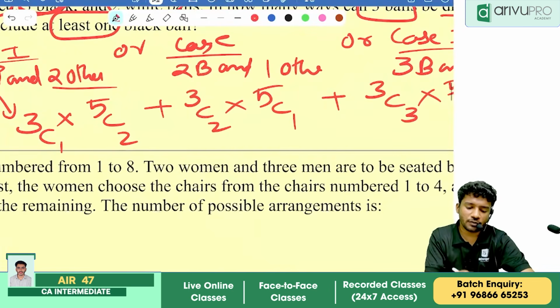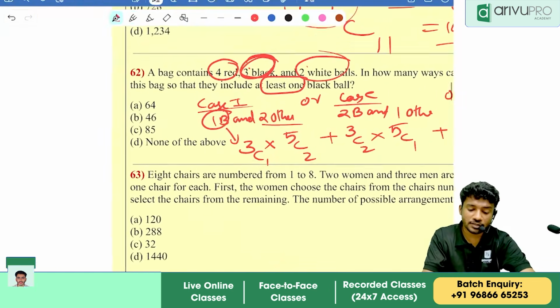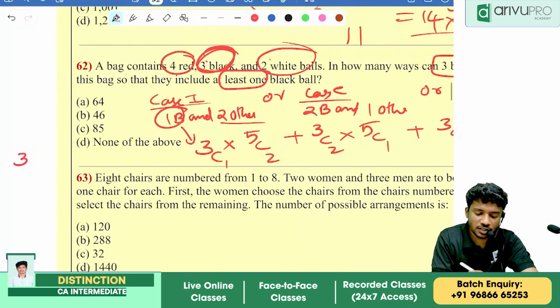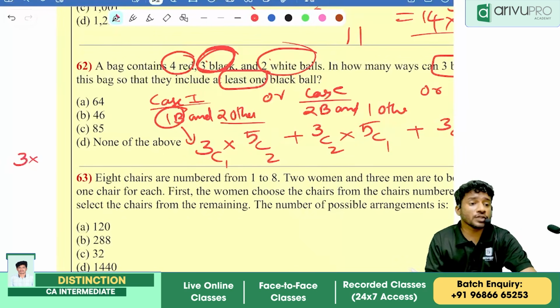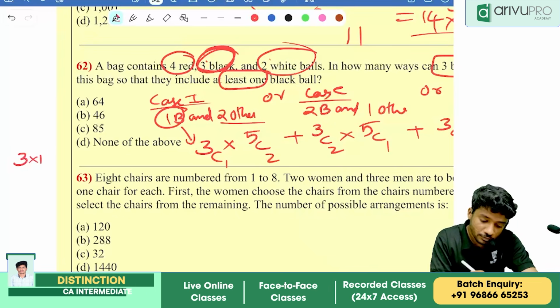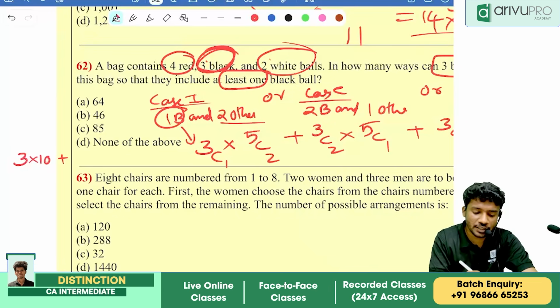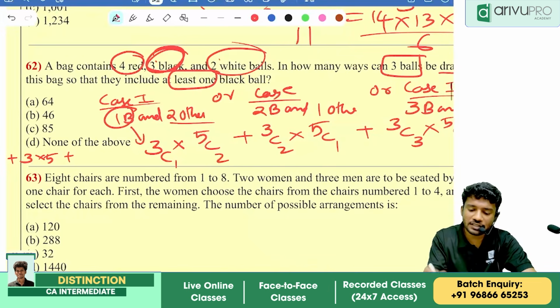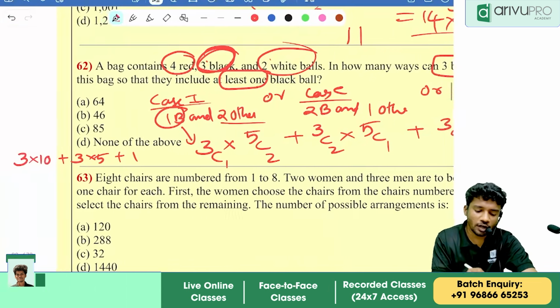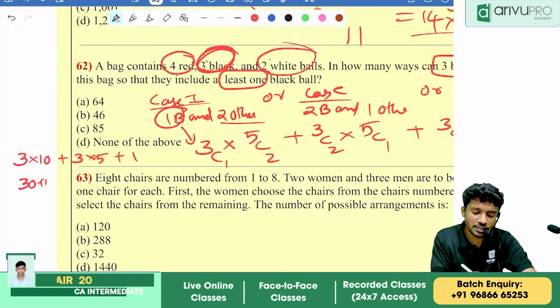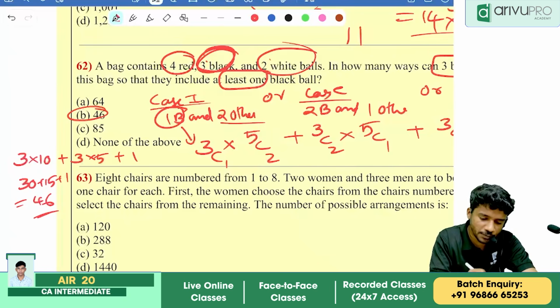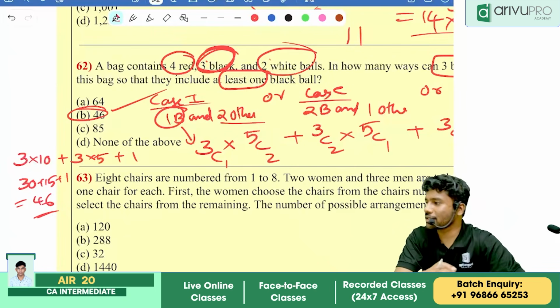3 into 5C2. What is the answer for this? 3C1 is 3, into 5C2, which is how much? 5 into 4 divided by 2, which is equal to 10. Then plus 3C2, which is nothing but 3C1, that is 3 into 5, plus finally 3C3 is how much? 1. So how much is the answer? 30 plus 15 plus 1, which is equal to 46. Which option is the answer? Option B is the answer.